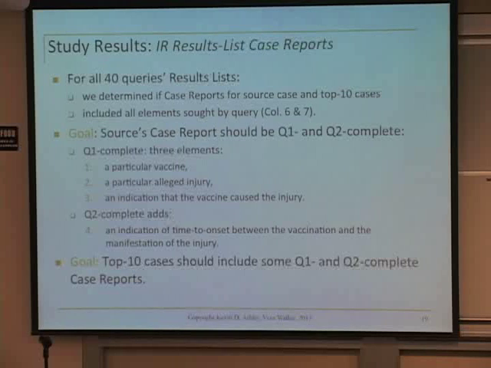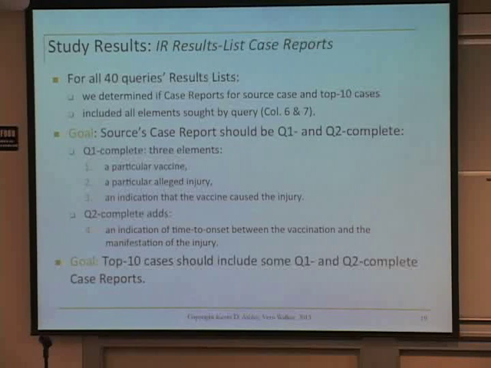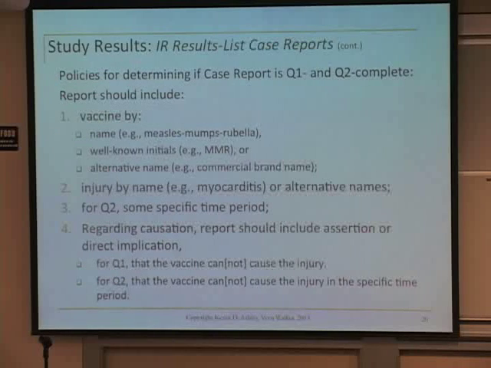That is to say, for Q1, it would have all 3 of those elements. For Q2, it would have all 3 of the elements plus the additional element of an indication of the time to onset. And another goal is that the top 10 cases should include at least some Q1 and Q2 complete case reports.